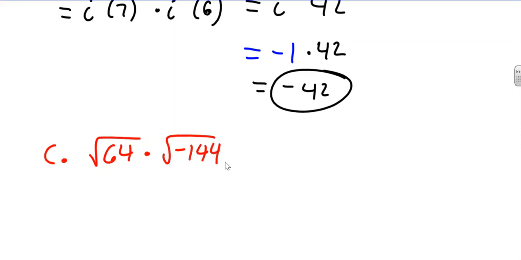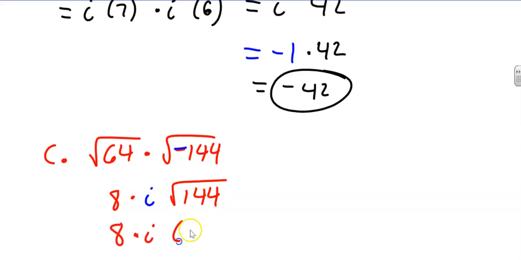Okay, so let's go square root of 64 times the square root of negative 144. Okay, square root of 64, it's good to go. There's nothing with that part. So that one you can go ahead and just make that 8. But with this one, again, with the negative, the very first thing is we're going to take the negative out to make it an i. So it's 8 times i times the square root of 144. Again, the square root of 144 is just 12. 8 times 12 is 96.